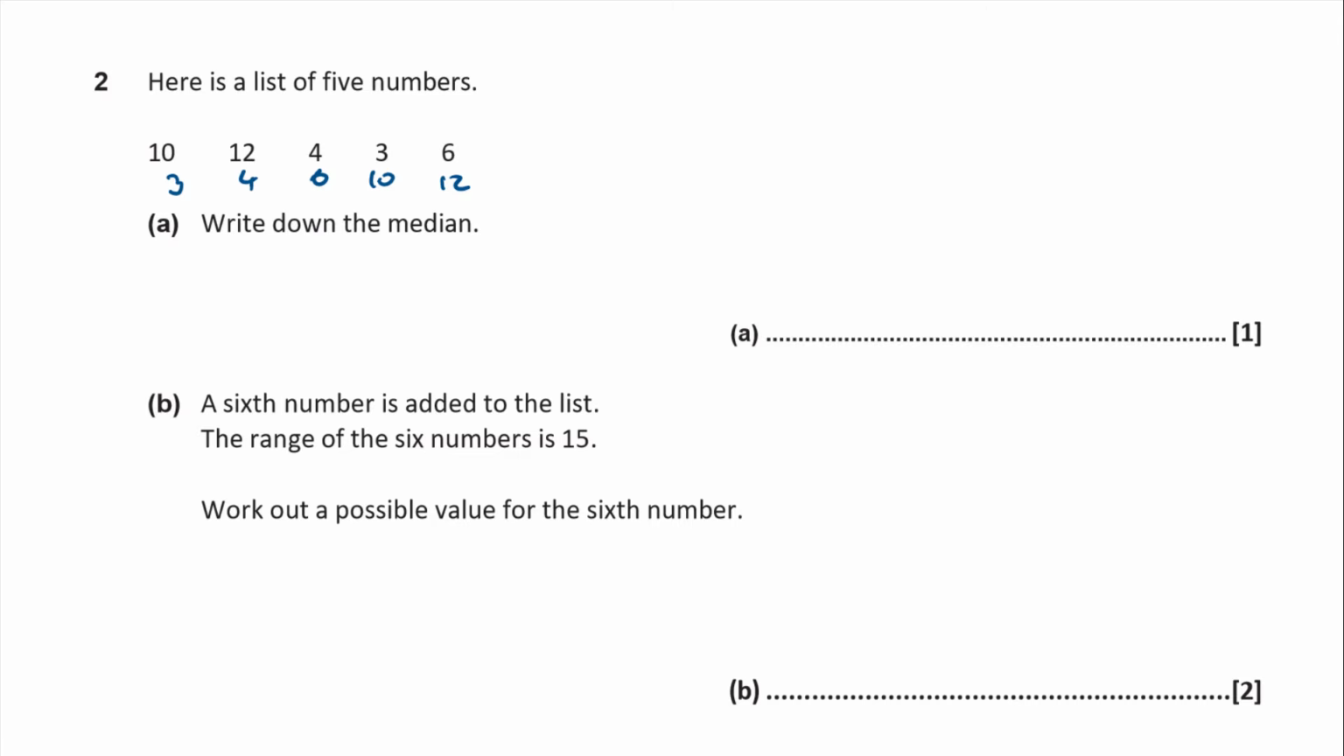And we've got 5 numbers. So to find the middle one, add 1, divide by 2, and that will tell you where the middle number is. So 5 plus 1 is 6, divided by 2 is the third number. Okay, so counting in, 1, 2, 3, that is 6 there then, isn't it?